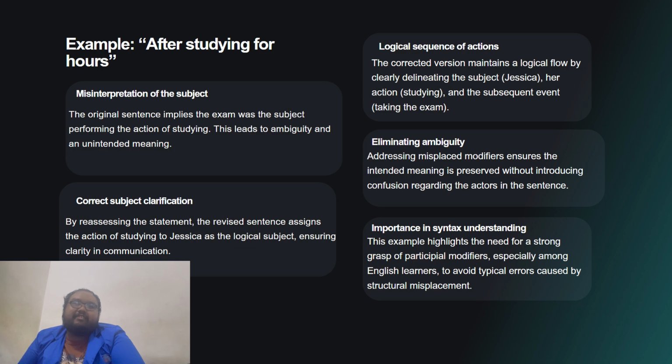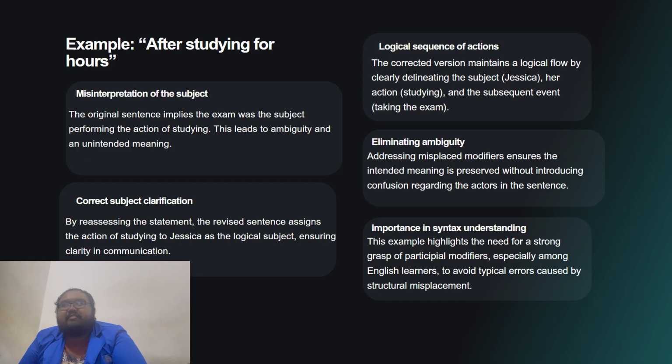Another example again: after studying for hours, the exam was difficult. Misinterpretation of the subject. The original sentence implies the exam was the subject performing the action of studying. This leads to ambiguity and unintended meaning. Now, for correct subject clarification, by reassessing the statement, the revised sentence assigns the action of studying to Jessica as the logical subject, ensuring clarity in communication.